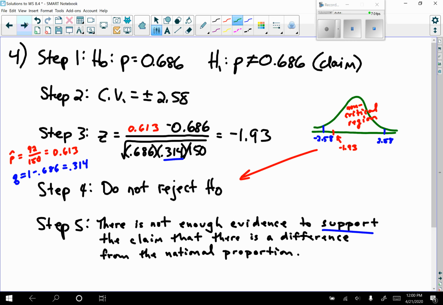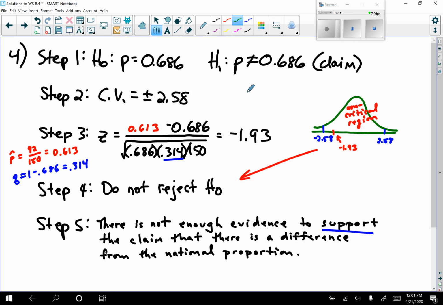Notice clearly in step 1, be very careful how you write this. Don't get in the habit of just saying H naught is equal to 0.686 because it's our proportion. In the other sections, we were looking at mu or population mean. Here it's our population proportion. So please make sure you're using P is equal to, and then the alternative here is that P is not equal to, because our question is we're looking for a difference. So at the alpha equals 1% level of significance, does that suggest a difference? So that makes our claim. Always make sure you identify the claim in step 1.